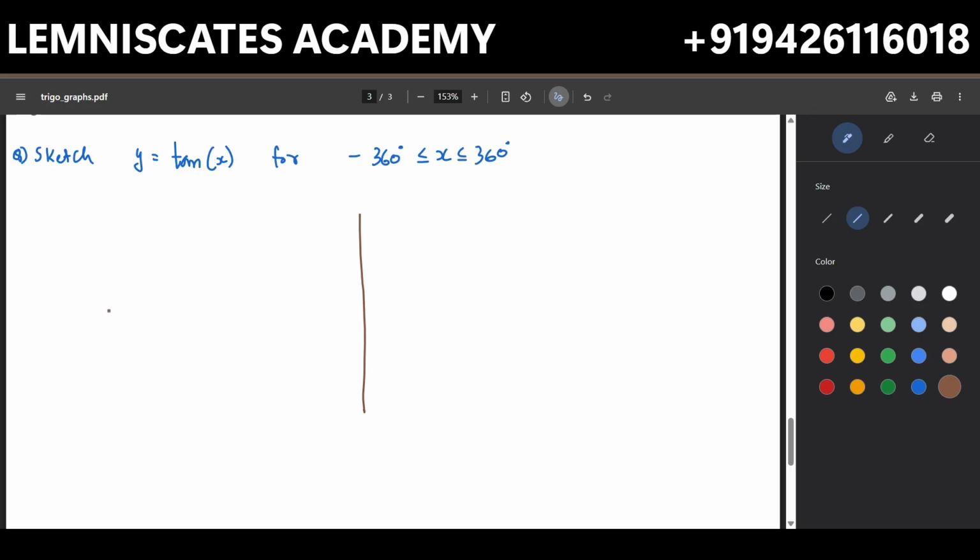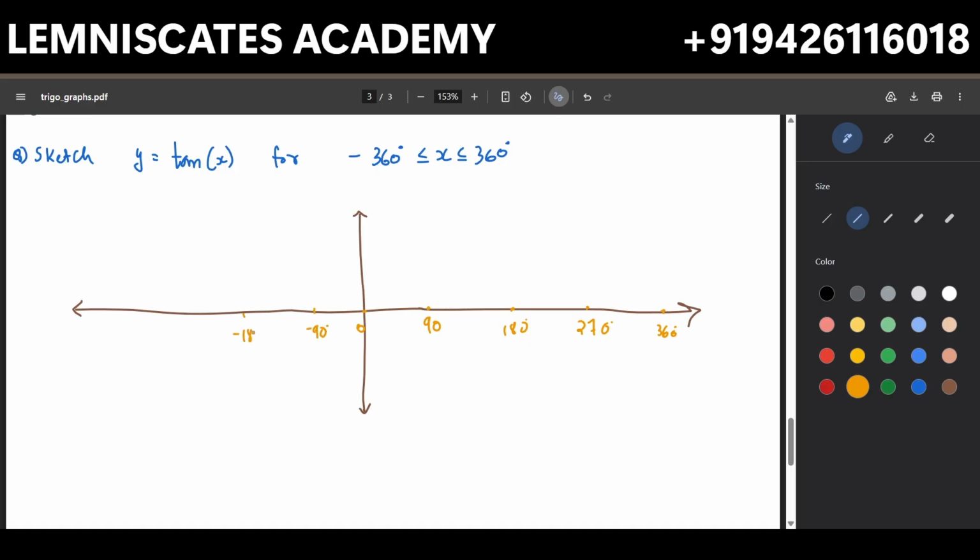And I just draw something like this over here for the axis part. Again, a rough graph is going to do. You don't need to be very punctual about everything. And over here, we are having 0. After 0, we are having 90 degrees, then 180 degrees, then 270 degrees, and at the end 360 degrees. The same thing on the left hand side: minus 90, minus 180, minus 270, and minus 360.